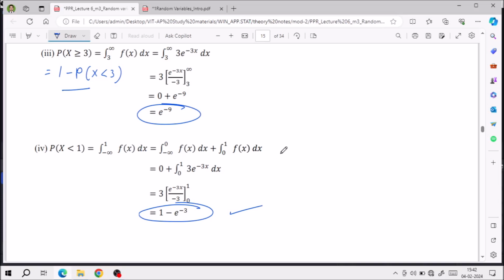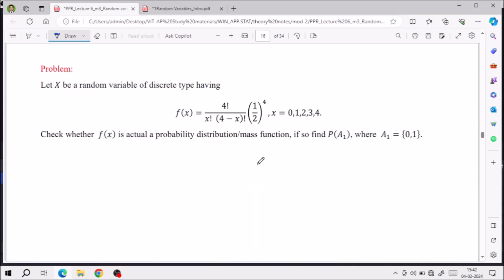Otherwise you will be having wrong answers. So better you can practice this integration at your place. Now here you can see this is another question. This is actually from the discrete part. You can take a snap of this question and try this.